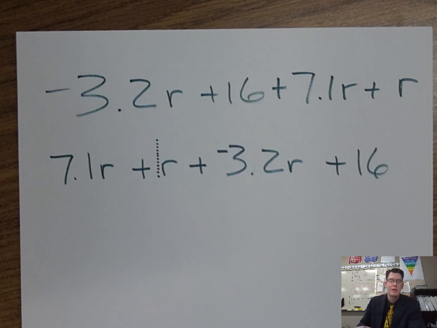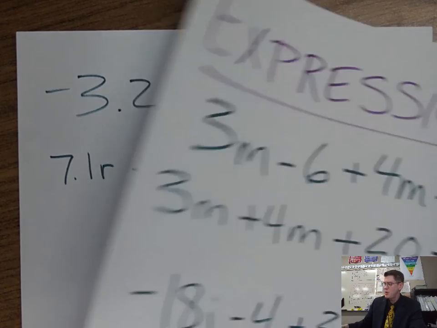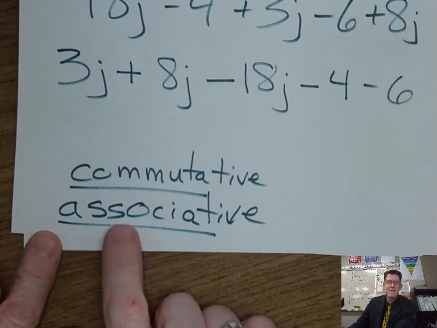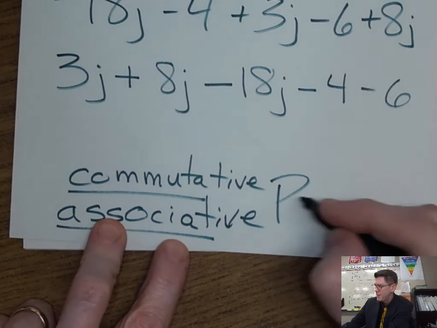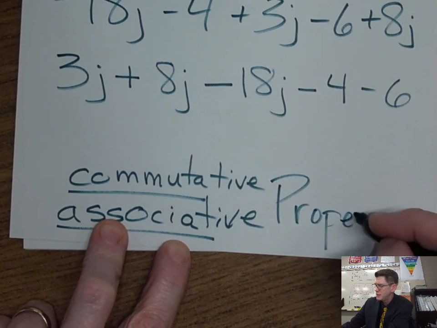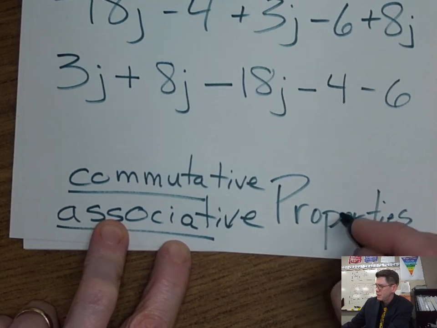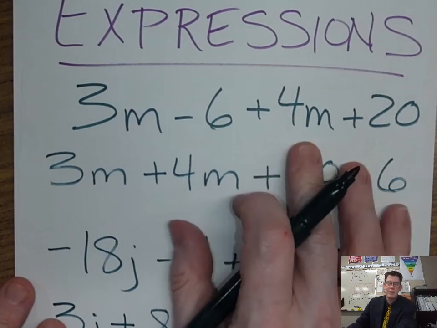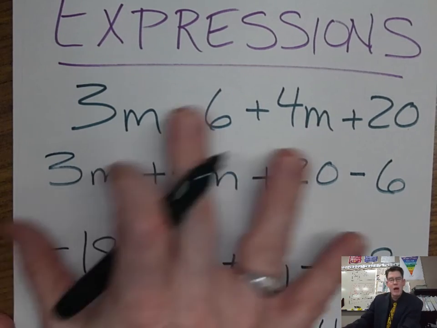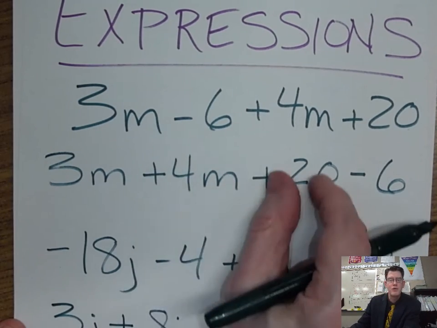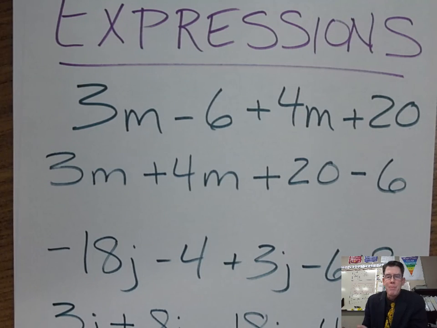So when you have expressions, they follow the commutative and associative properties. They're called properties. The property of me is I've got brown hair. The property of expressions is you can move the terms around. That's one of their properties. That's one of their characteristics.